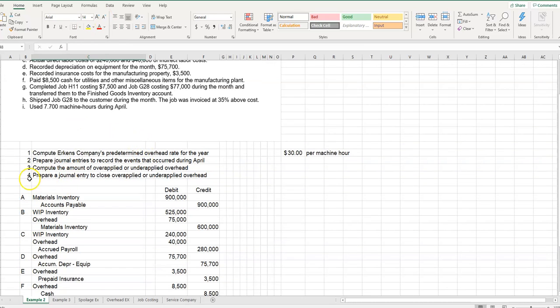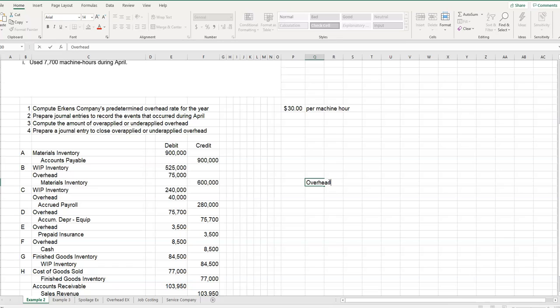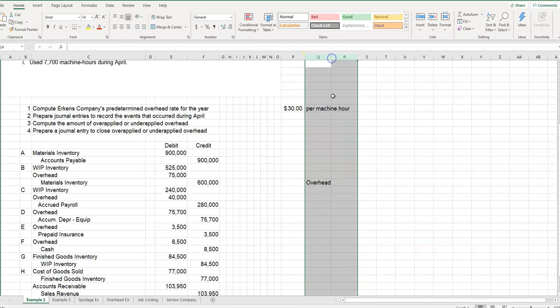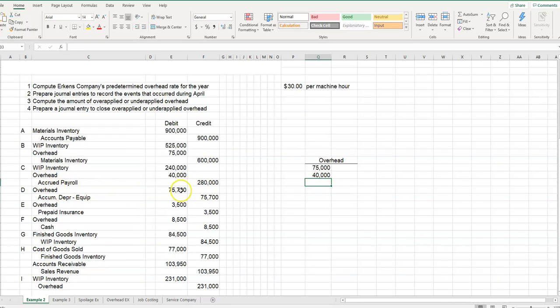The second to last item asks us to compute the amount of over-applied or under-applied overhead. So we need to make an overhead T account. And calculate whether or not we over or under applied overhead. So we have a debit to overhead of $75,000, a debit to overhead of $40,000, a debit to overhead of $75,700, $3,500, $8,500, and then a credit to overhead of $231,000.